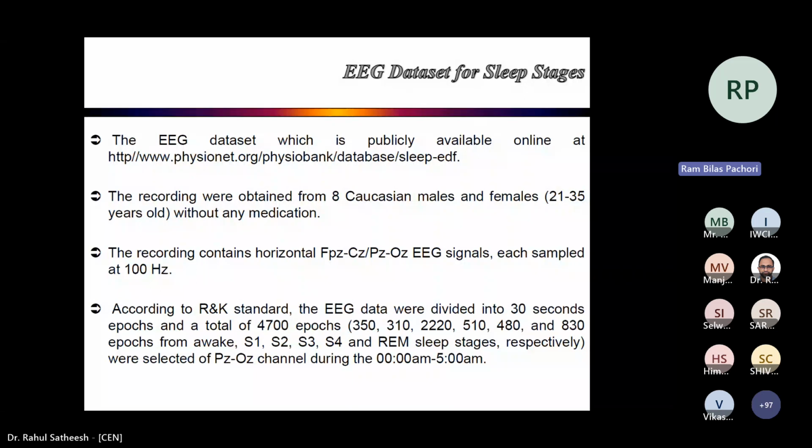According to the R&K standard, the EEG data has been divided into 30-second epochs. In total, there are 4,700 epochs, from different numbers of awake, S1, S2, S3, S4 sleep stages. These signals have been recorded at night, from 12 o'clock to 5 o'clock. So 5 hours is sufficient to get these sleep stages.